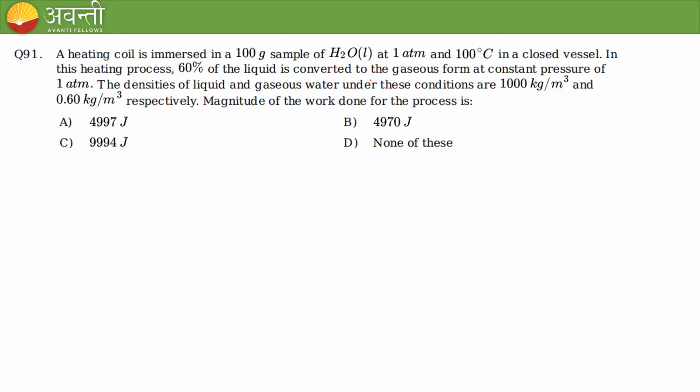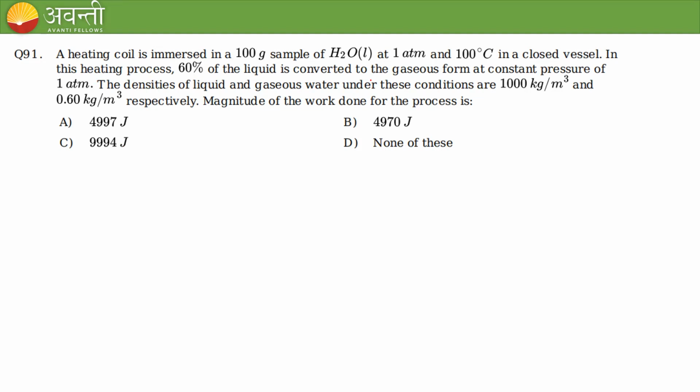Now coming to question number 91. A heating coil is immersed in a 100-gram sample of H2O in liquid state at 1 atmospheric pressure and 100 degrees Celsius in a closed vessel. In this heating process, 60% of the liquid is converted to the gaseous form at constant pressure of 1 atmospheric pressure. The densities of liquid and gaseous water under these conditions are 1000 kg per meter cube and 0.60 kg per meter cube respectively. Now find the magnitude of the work done for the process.